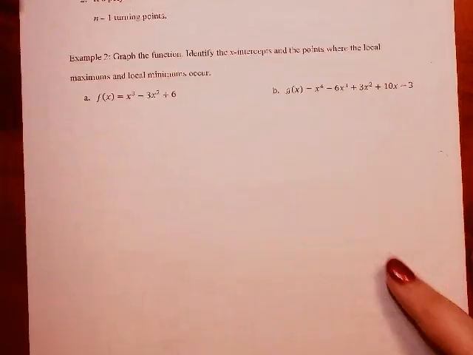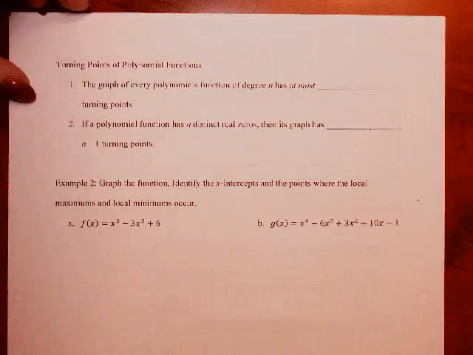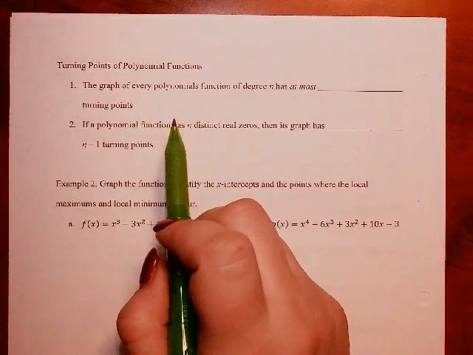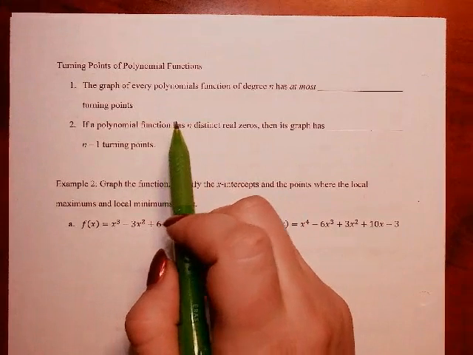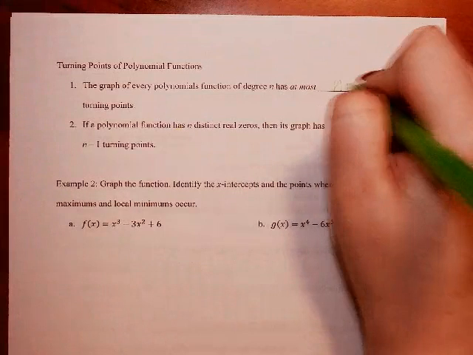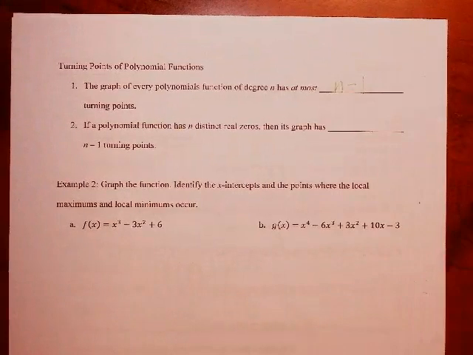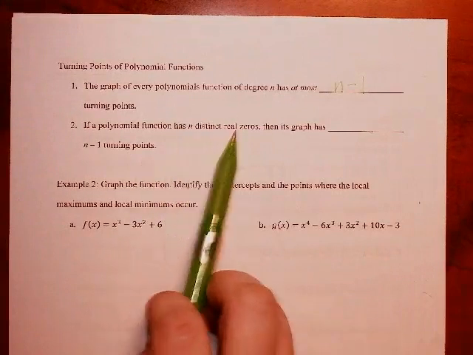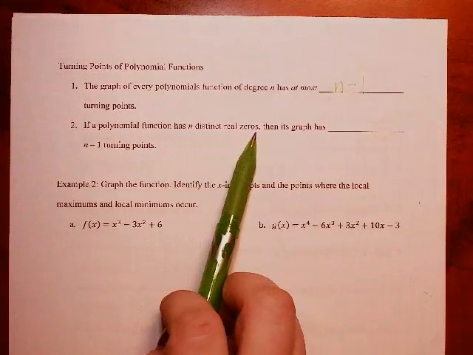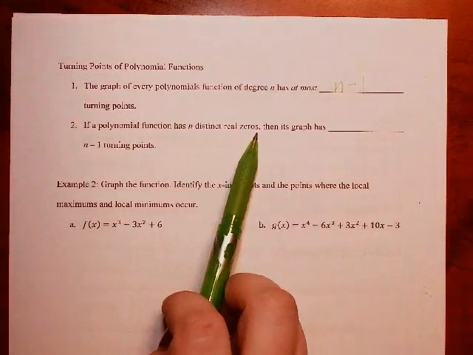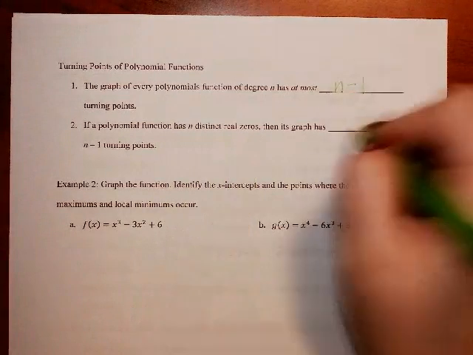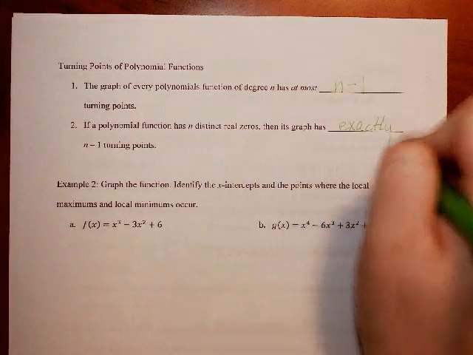So, turning points of polynomial functions. The graph of every polynomial function of degree n has at most n minus 1 turning points. If a polynomial function has n distinct real zeros, then its graph has exactly n minus 1 turning points.